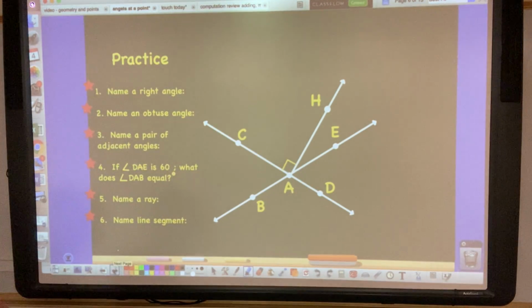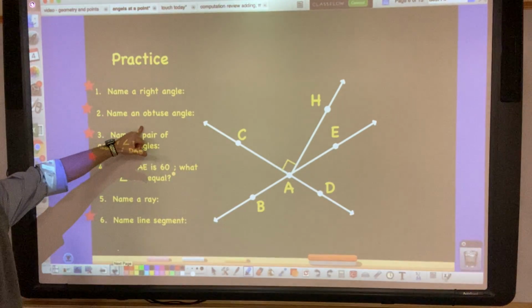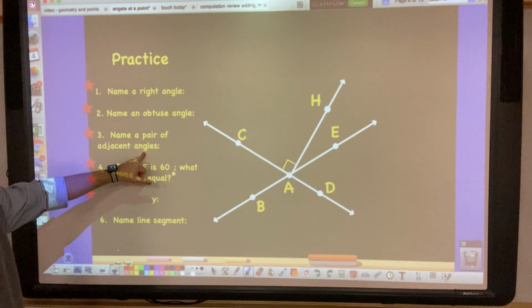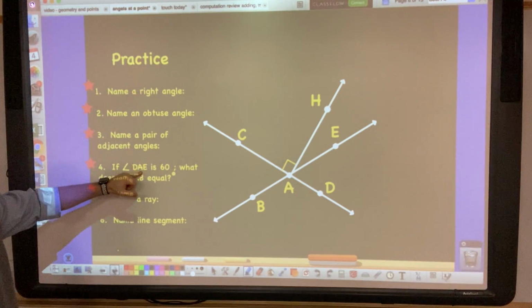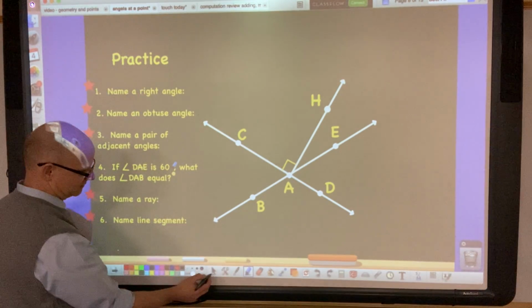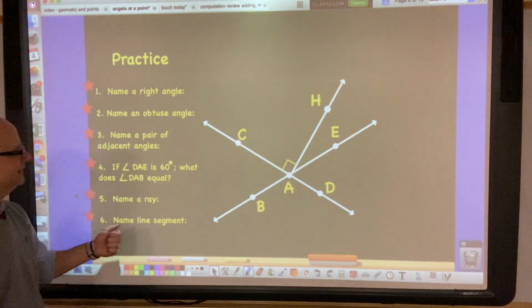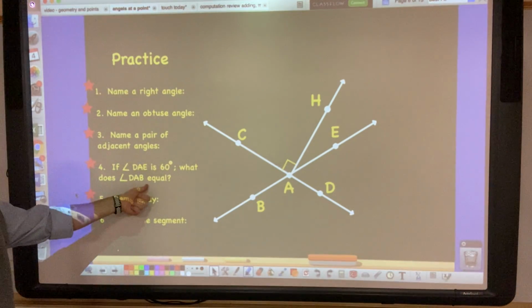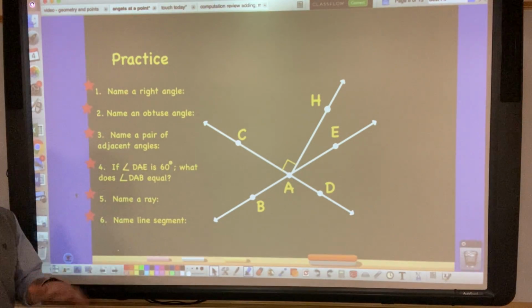So all I want you to do is just press pause here and answer these questions. The first one is name a right angle from this diagram. Number 2, name an obtuse angle. Number 3, name a pair of adjacent angles. Here, if angle DAE is 60 degrees, whoops, that should have a little symbol there. I don't know why it's down here. If angle DAE is 60 degrees, what does angle DAB equal? Name a ray, and then name a line segment. So press pause, do that.